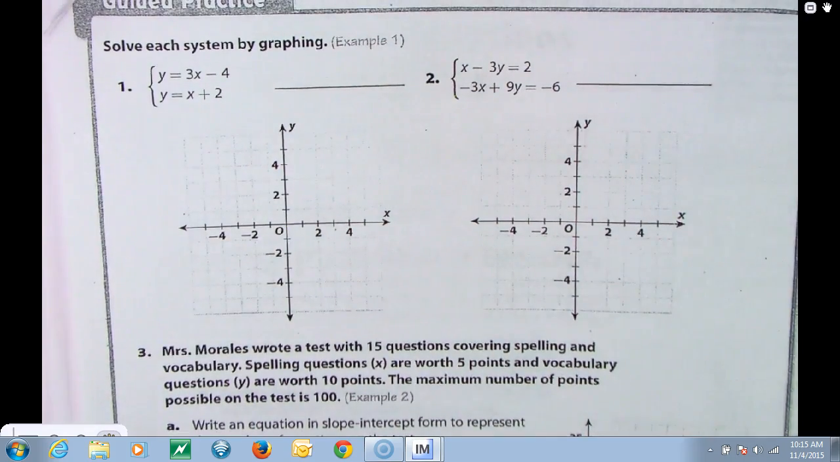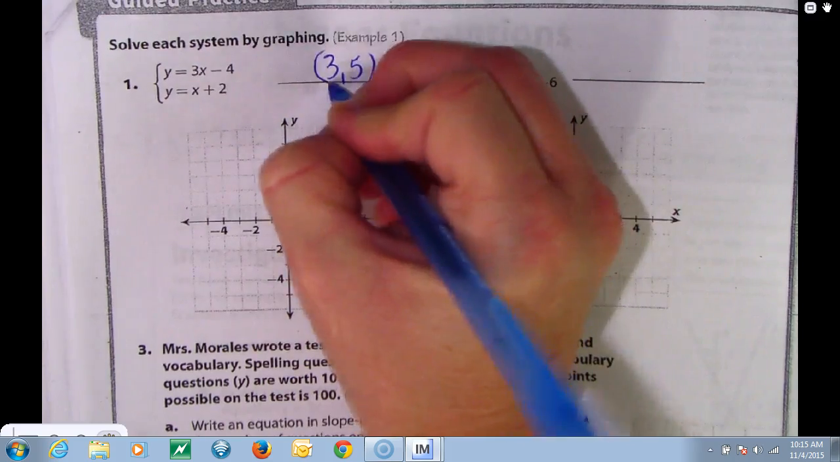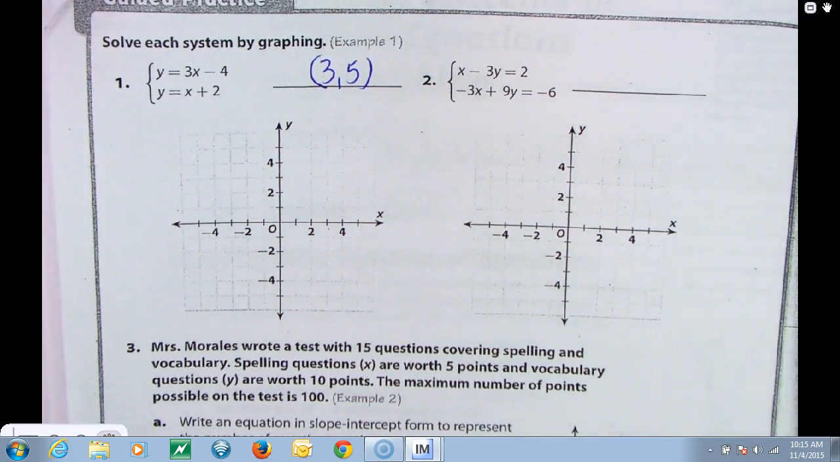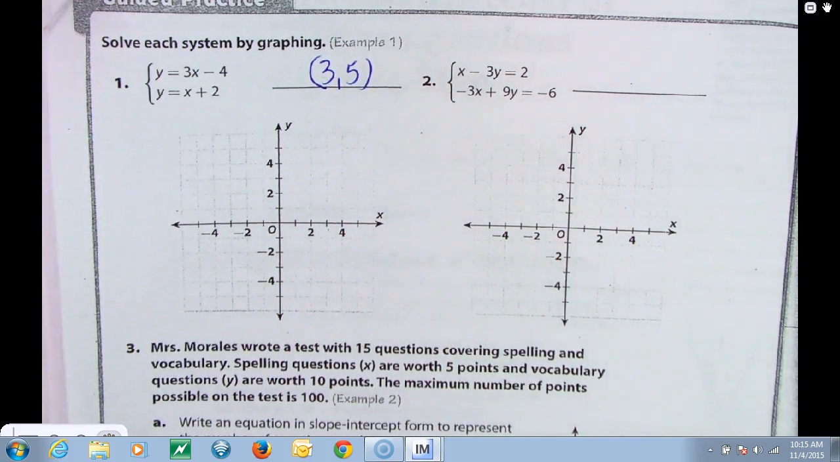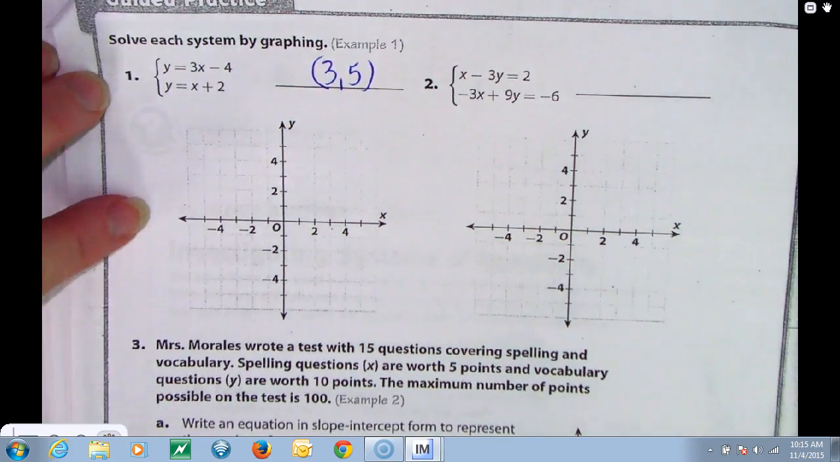Okay, look at number 1. Look at number 1. What did you get? Number 1 is 3, 5. So if you did not get 3, 5, one of your lines, or both of them, are wrong. So let's look at the point, right.